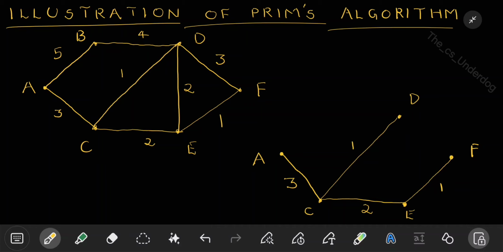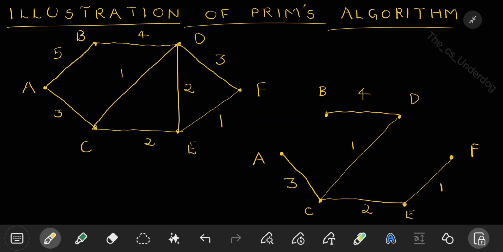At this point, there is only one more vertex which is not part of MST, which is B. What will I do? I'll see whichever is the edge which is going to be the smallest. Which is that edge? It is BD. BD is of edge weight 4. If I put B here, BD is of edge weight 4. Why did I not choose AB? Because AB is of edge weight 5, which is larger than BD.